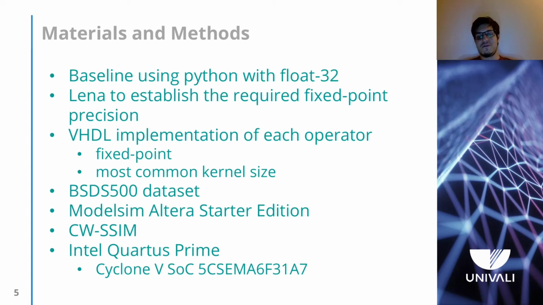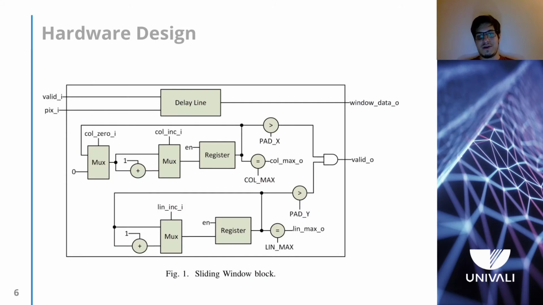The metric for evaluation of quality of the processing was CWSSIM, and for the evaluations of performance requirements and silicon costs we used Intel Quartus Prime with Cyclone V SoC. For the hardware design we used a sliding window block that is able to gather all the windows of the image to perform the edge detection operation in each of them.